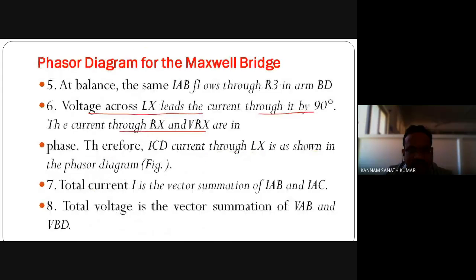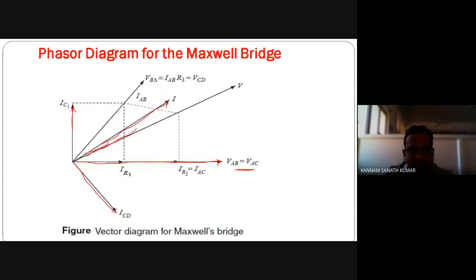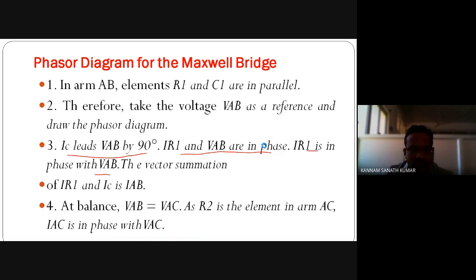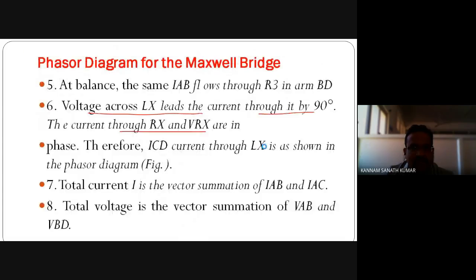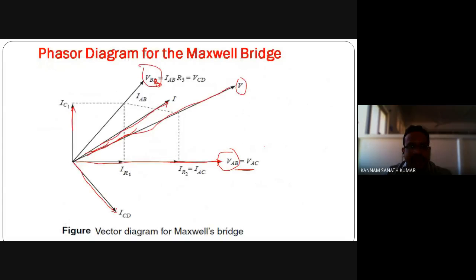And next you need to find out the total summing voltage. So total summing voltage is VAB plus VBD. So here you are getting the total summing voltage. VAB plus BD, VBD. So the total summation of this VAB plus VBD, you are getting V. Okay, so this is how you can find out the phasor diagram for the Maxwell's bridge.